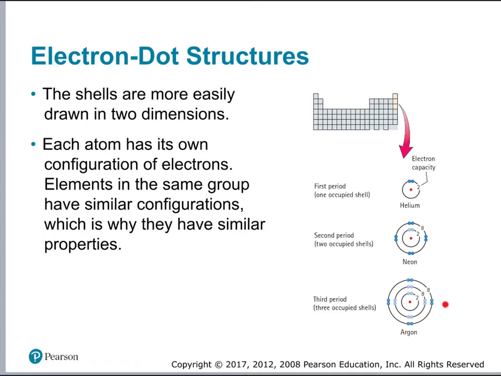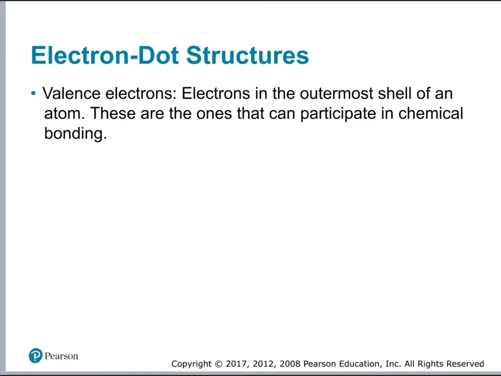Only the outermost shell is involved in these kinds of chemical reactions, and so the electrons in that outermost shell have a special name. We call them valence electrons, and it's the valence electrons that are involved in chemical reactions. So just to recap, if we're talking about valence electrons, we mean the electrons in the outermost shell of an atom, and these are the ones that can participate in chemical bonding.